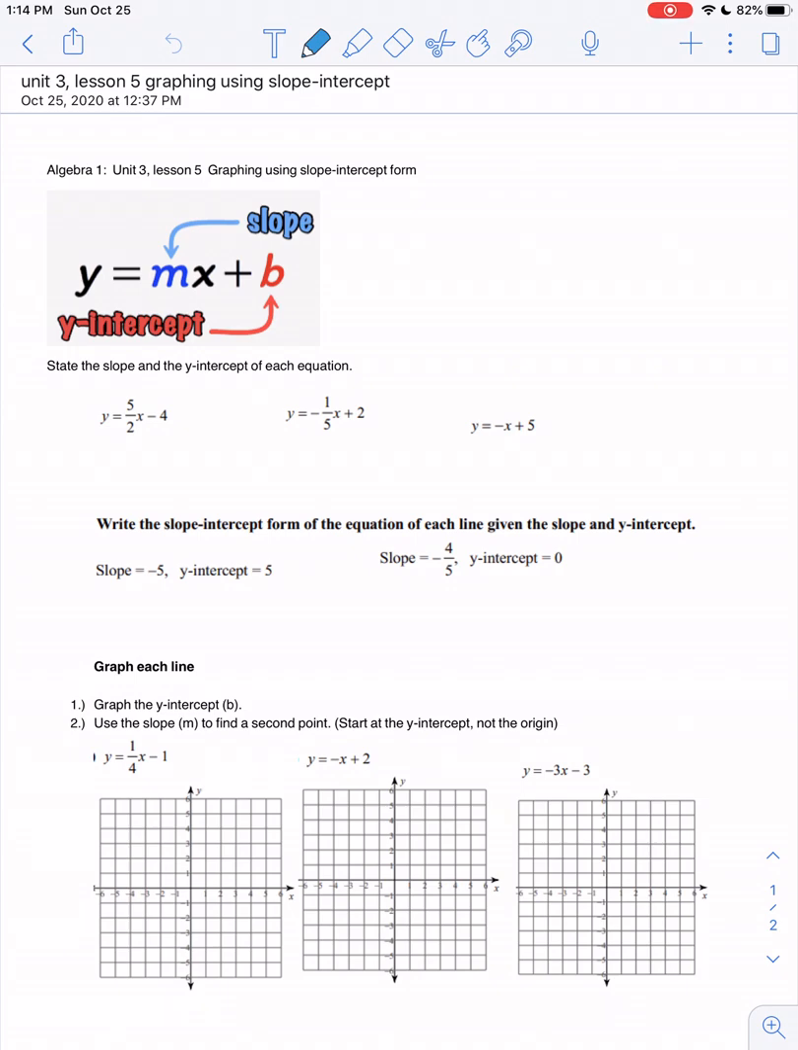So any number that's in front of the x, that's called the coefficient of x, is going to represent the slope of the line or the steepness of the line. And then if you have a plus or minus b, that's going to tell you where your line is going to hit the y-axis. We call that the y-intercept. So first we're going to practice just naming the slope and naming the y-intercept of each line.